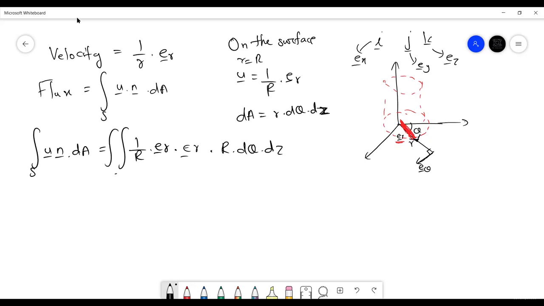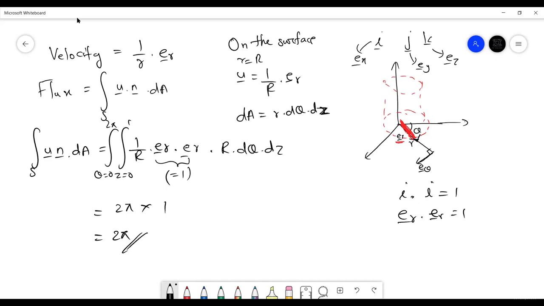So here it is a double integral, z goes from 0 to 1, as they have mentioned, theta is from 0 to 2 pi. Similarly, i dot i is 1, the dot product of vectors, and in the same manner, e_r dot e_r is also 1. So R and R cancel out, and the only remaining thing is d theta dz. If you integrate d theta, you get theta from 0 to 2 pi, so it is 2 pi. Integrating dz, you get z from 0 to 1, which is 1, so the answer is 2 pi. Fairly simple thing.